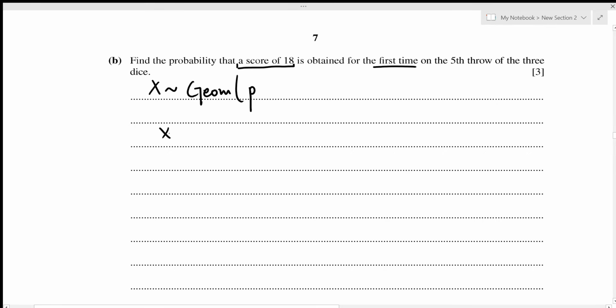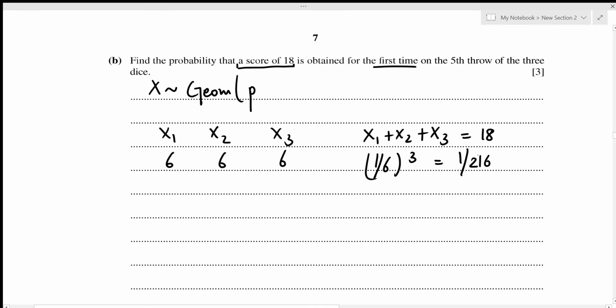So we know that we have three dice, first one, second one, third one, and the sum of the score on these three dice is going to be 18. So the possible conditions, there's just one condition: the score of 6 on all three dice. That's going to be 1 by 6 to the power 3, which is 1 by 216. So the parameter p is going to be 1 by 216.